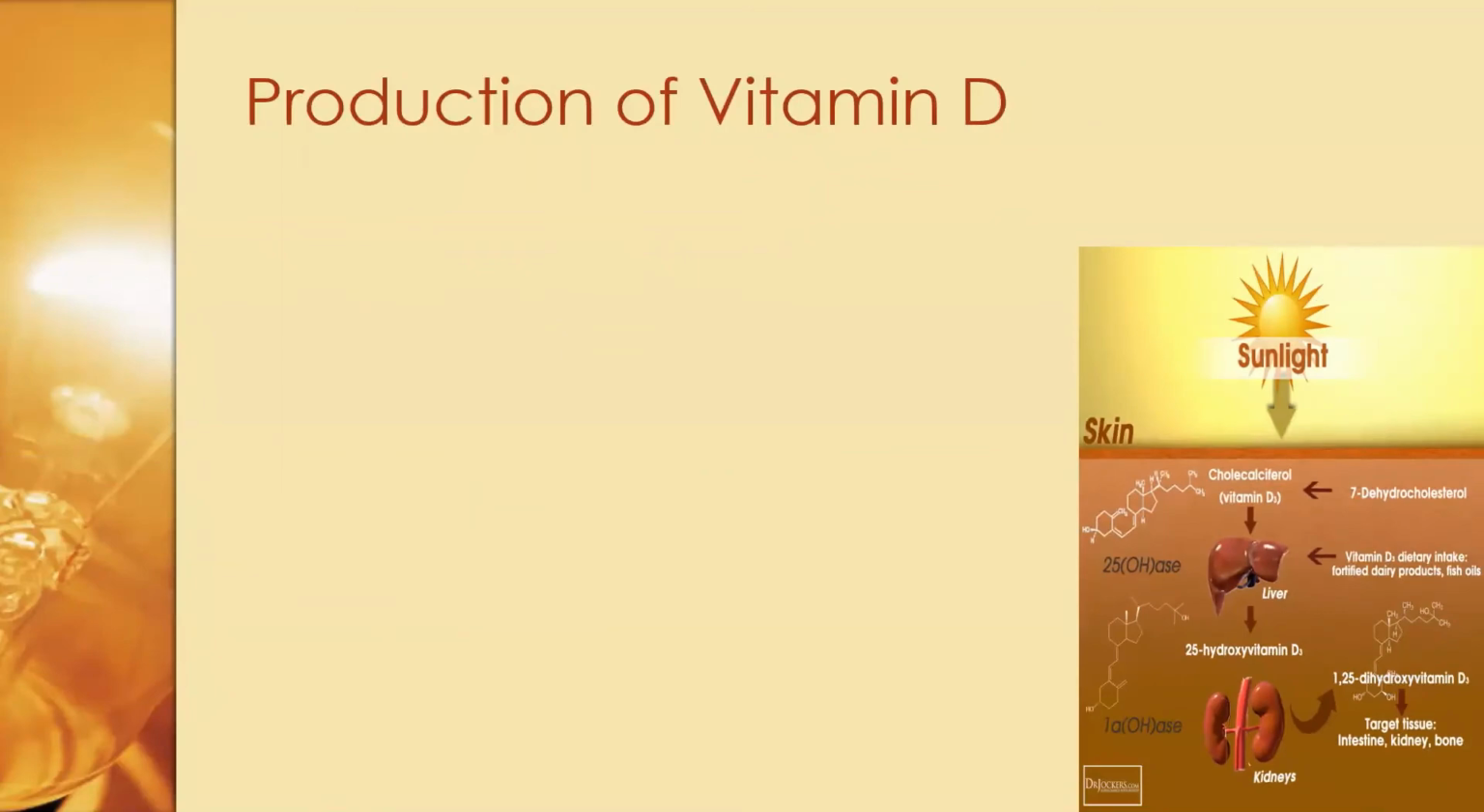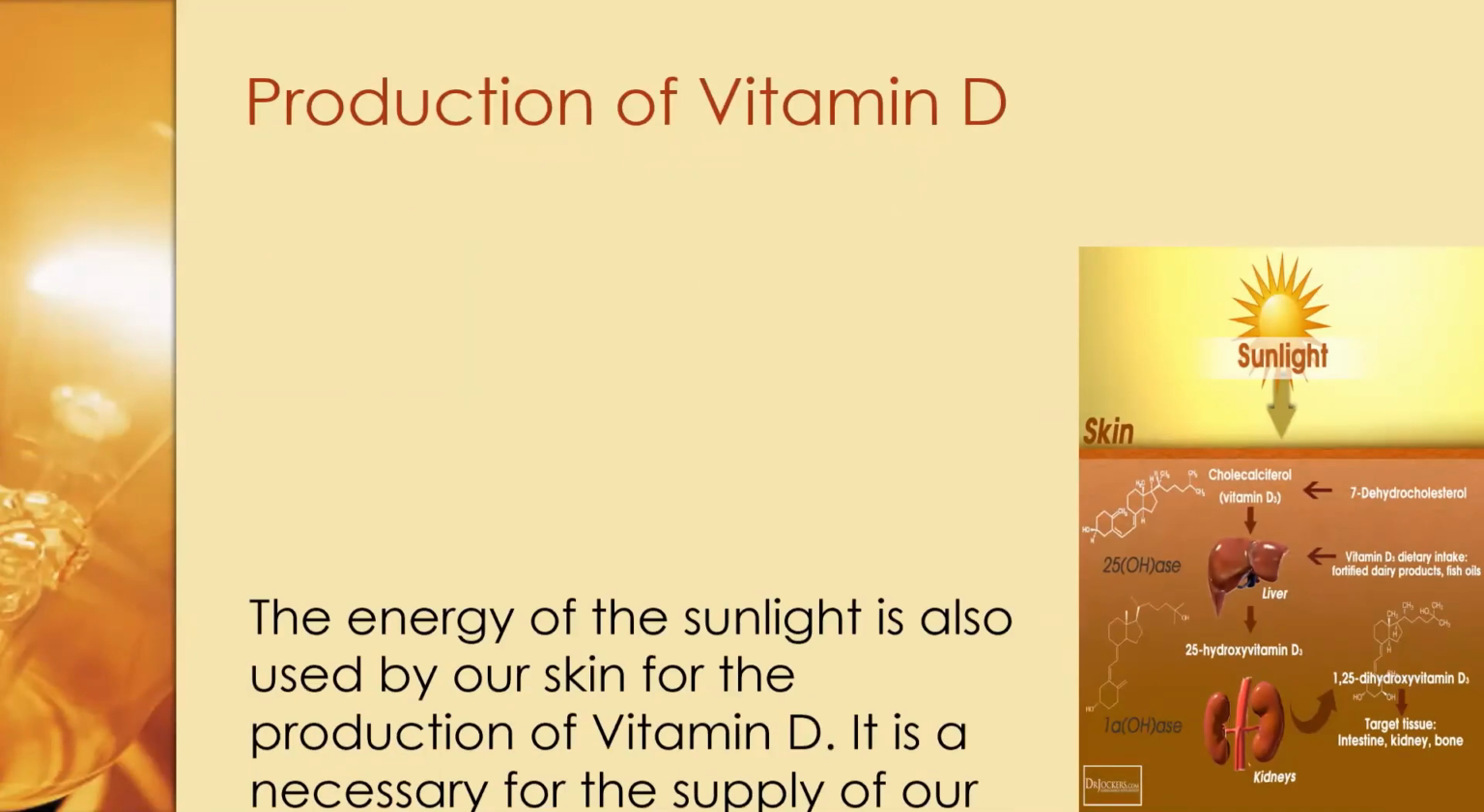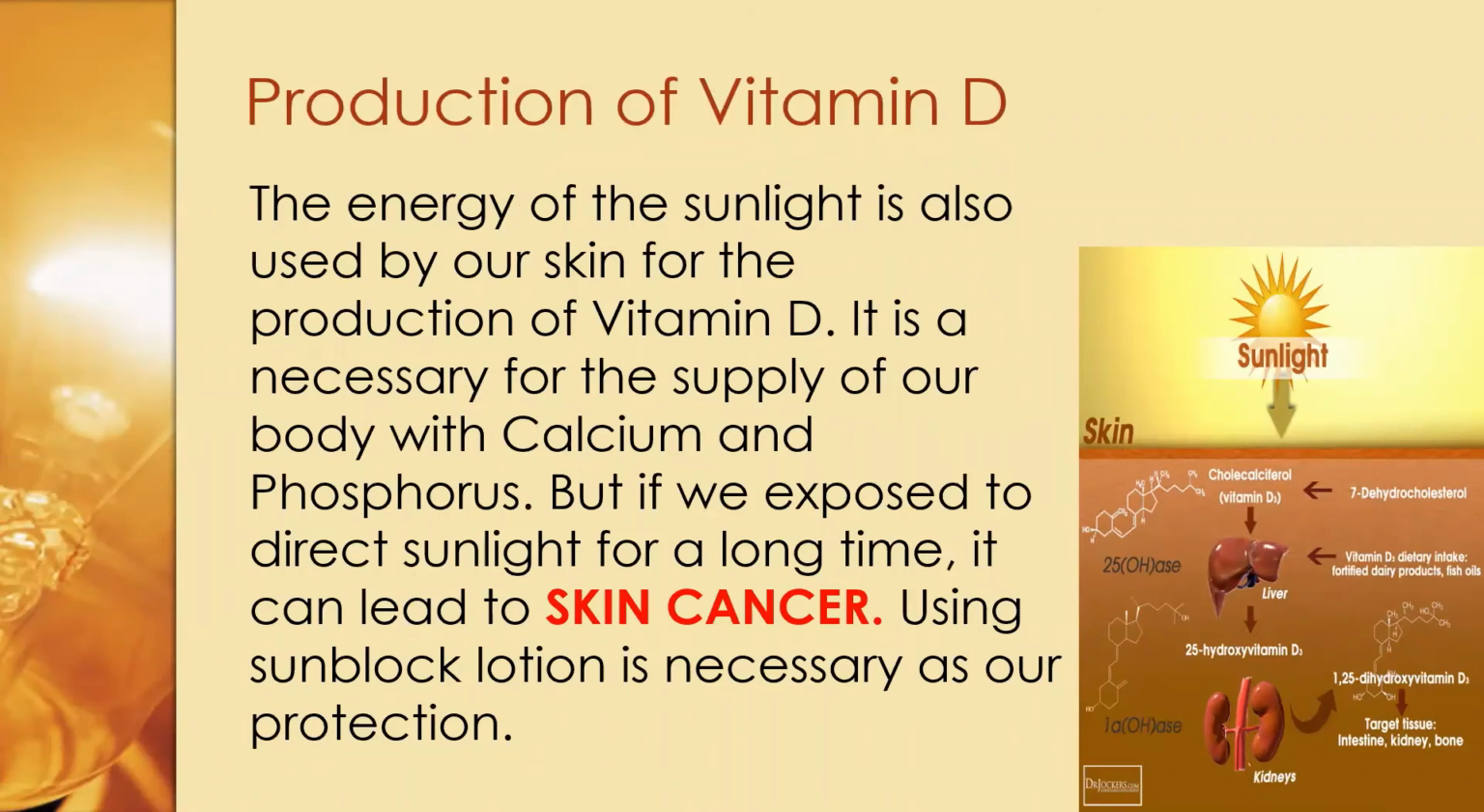There is also the production of vitamin D. The energy of the sunlight is also used by our skin for the production of vitamin D. It is necessary for supplying our body with calcium and phosphorus. But if we are exposed to direct sunlight for a long time, it can lead to skin cancer. Using sunblock lotion is necessary as our protection. The advisable SPF number is 50 for the protection of our skin.